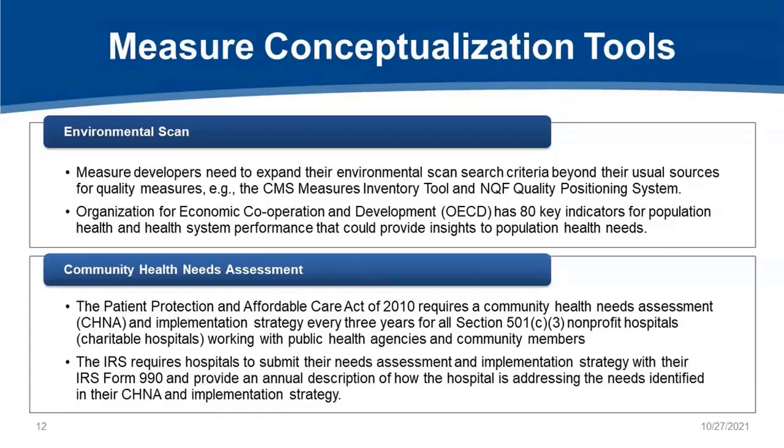We also recommend thinking about community health needs assessments. They are used to identify the health needs of a community served by a given hospital and help develop an implementation plan to address those needs. So ideally, you need metrics to determine if the implementation is successful. So developers of population health measures could use the identified needs and metrics as a starting point for development.